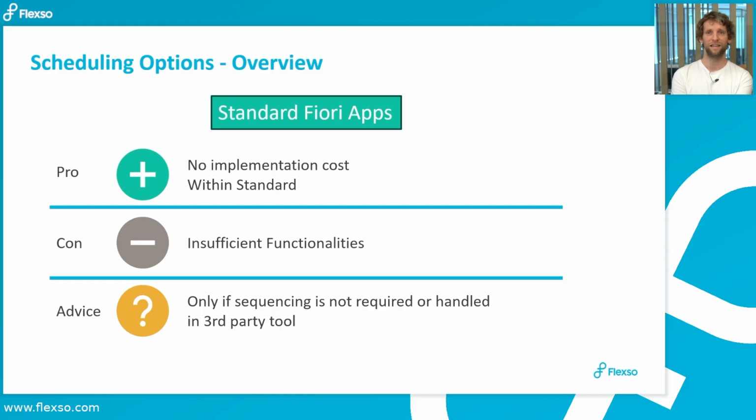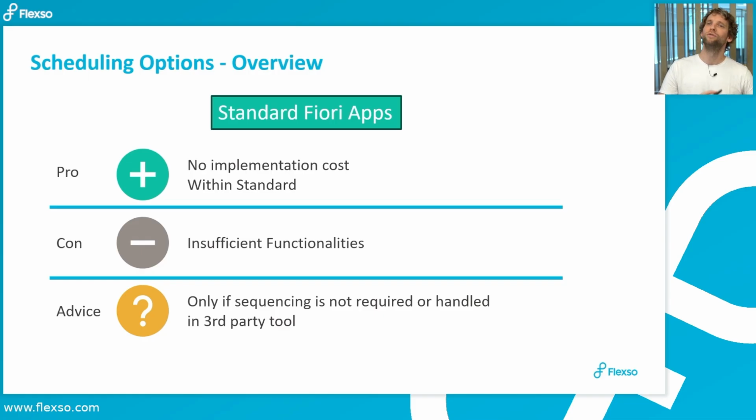So if we look into the standard Fiori apps, one of the obvious pros is there is no implementation cost, because they are just there. It's within the standard, the only thing you need to do is open the app and start working in it. What are the cons? Of course, it doesn't give you enough functionalities. You will see quickly, if you really want to do scheduling, it's not sufficient. So that's where our advice comes in. Only look at this as an option if your sequencing is not really required, or not at least within a Gantt chart, or maybe if you are handling it in a third-party tool.